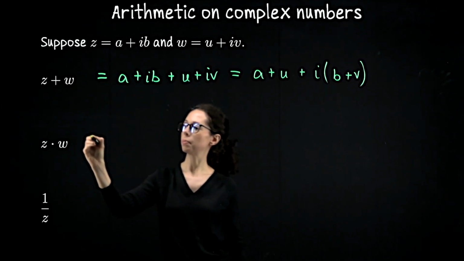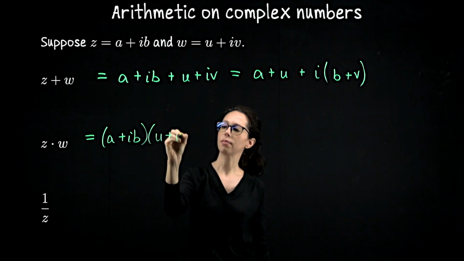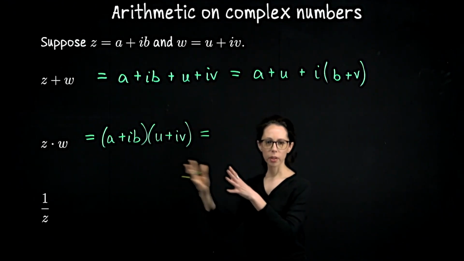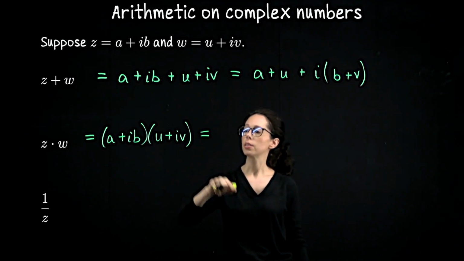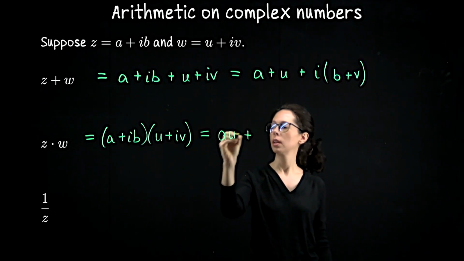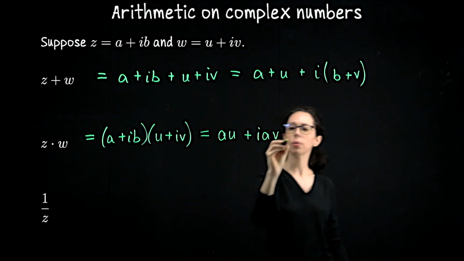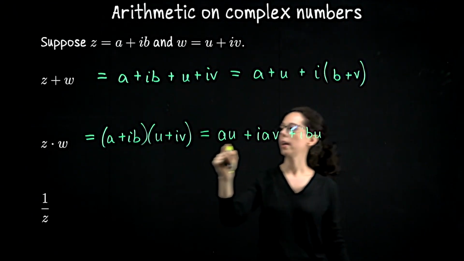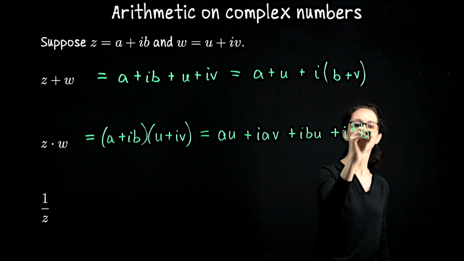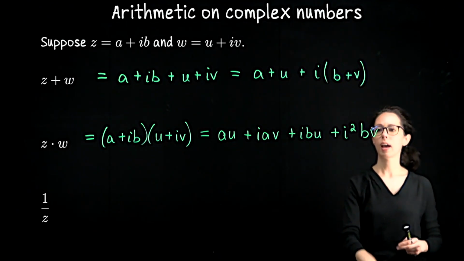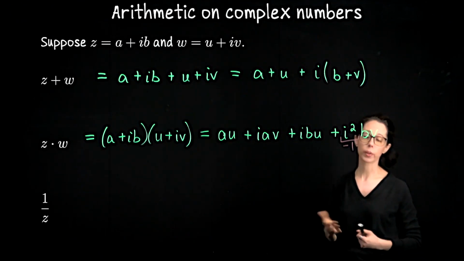Likewise, we can multiply them. So we'll do a plus ib times u plus iv. We distribute in the usual way, and then when we take our result, we'd like to group it into real and imaginary components. So this is going to be au plus iav plus ibu. And then let me first write plus i squared bv. Here, however, i squared is -1. So actually this fourth term here is a real number.